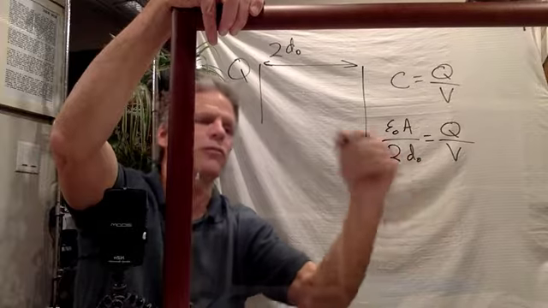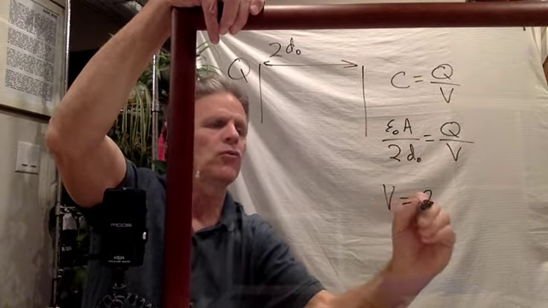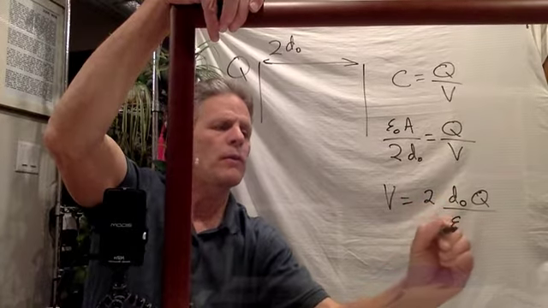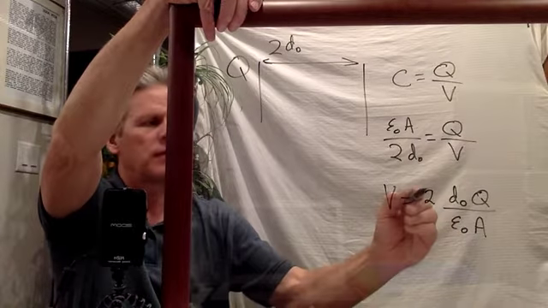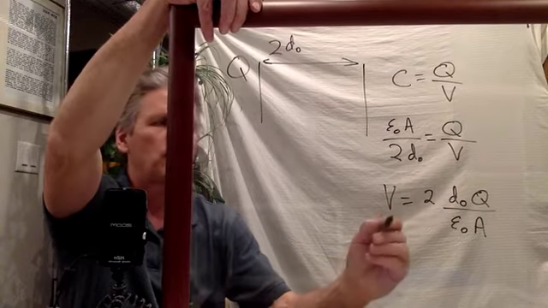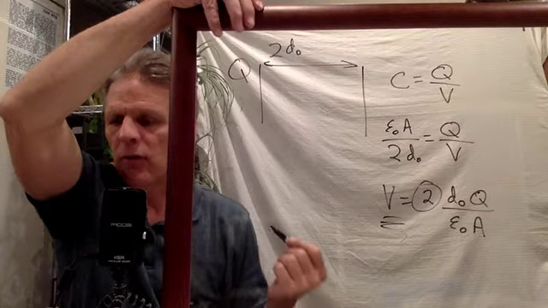So I'm going to just mess with this a little bit and say V equals 2D0 Q over epsilon 0 A. Well, what was it to begin with? Well, this D, instead of being 2D0, was just D0. So what has happened to the potential difference? It has doubled. Okay, so that was B.